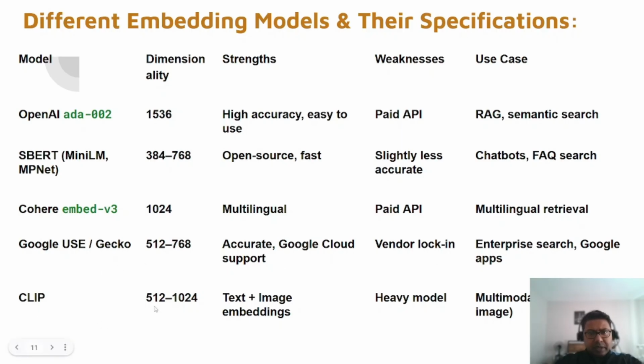CLIP also has 512 to 1024 dimensions. Text plus image embedding. So its strength is that it can convert text as well as images into vectors. It's a heavy model, used for multimodal search, text to image. So using this one we can do text to image searches. So this is all about embedding models.